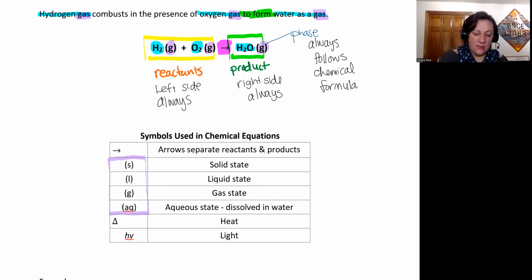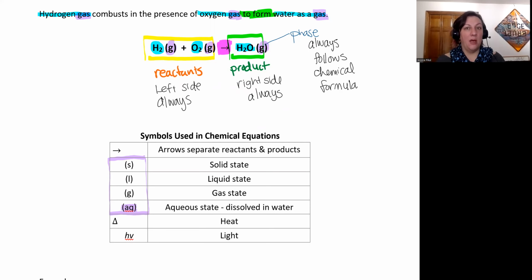We also have this one that's interesting, aqueous, and it's AQ. So many reactions take place in water as a solution in water, where the water isn't really participating. It's just bringing some molecules together.